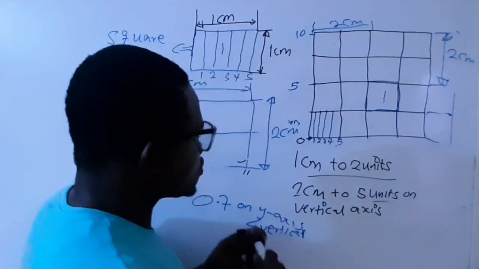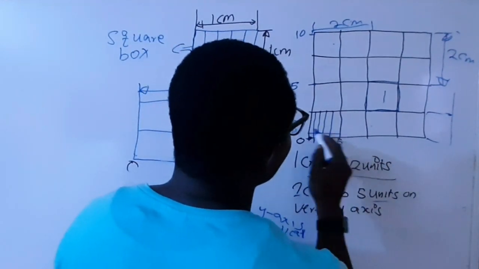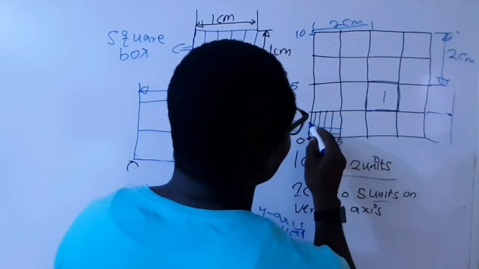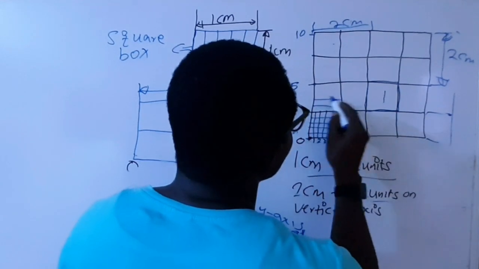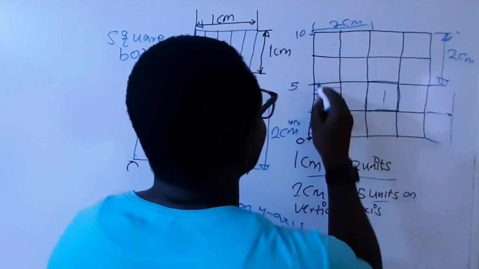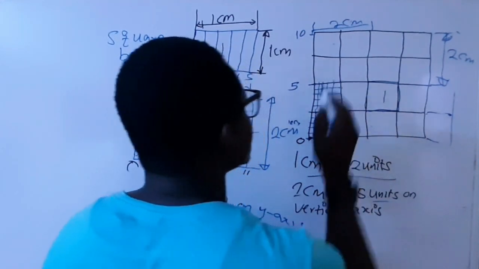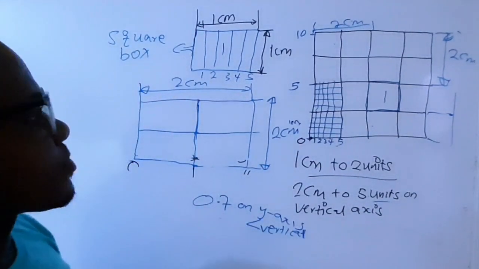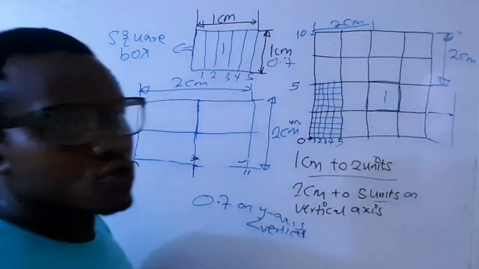So which means you also have your thin line in this way. 1, 2, 3, 4. 1, 2, 3, 4. So let's proceed. For us to be able to get this, now we need to look for our 0.7. We are looking for 0.7 on this graph. So how do you determine that?